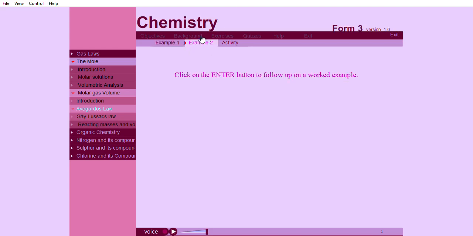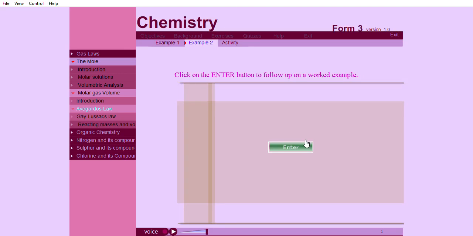Click on the Enter button to follow up on a worked example. How many atoms are there in 300 cubic centimeters of nitrogen gas? At room temperature and pressure, L is equal to 6.023 multiplied by 10 to the power of 23. Remember, nitrogen is a diatomic gas.